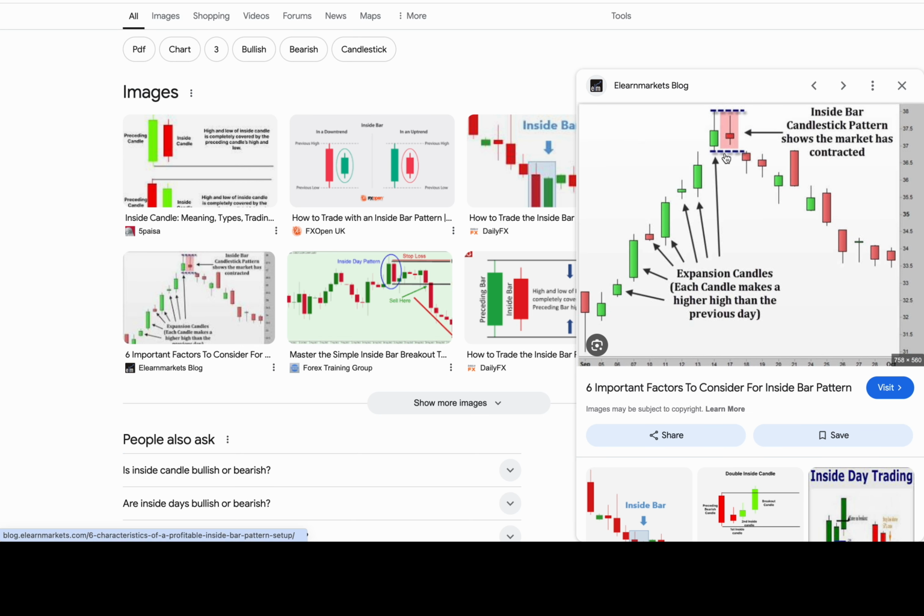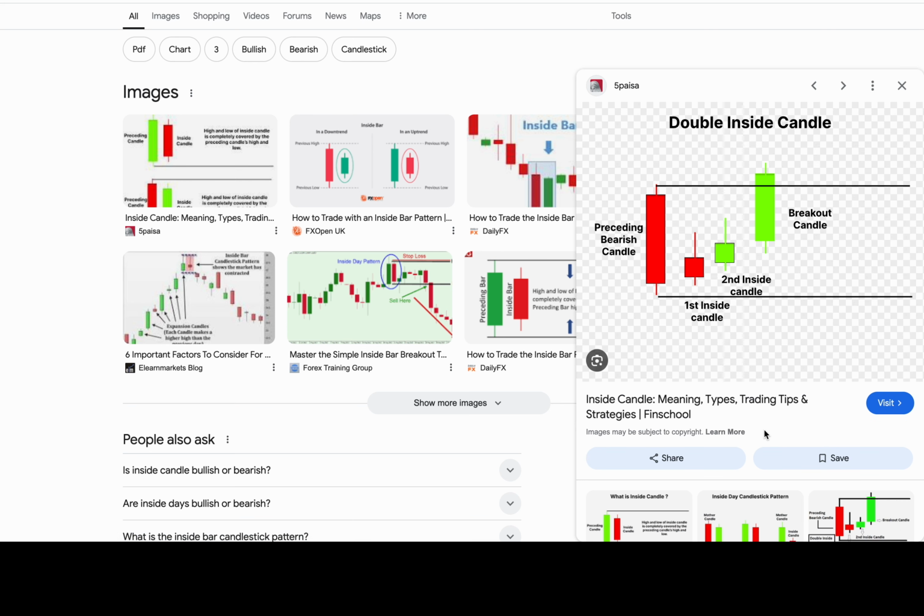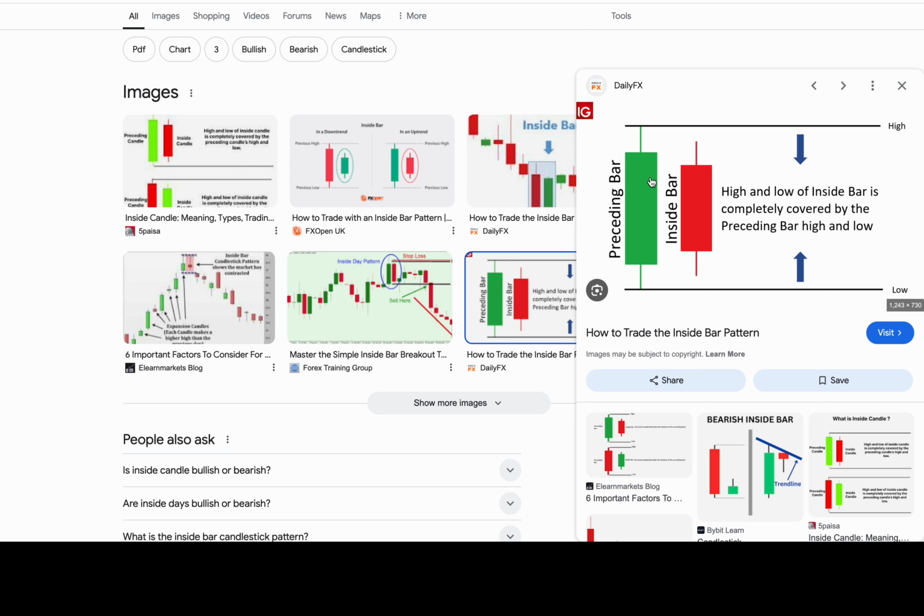Inside candle, like we talk about right here, expansion candle. You guys see the expansion candle or the trend phase. And then we get an inside candle, which is a sign that the market has contracted. Yes. So how do we trade this? We trade it when we break the mother candle. What is the mother candle? Well, the mother candle, if we go to this one, right? The preceding bar is the mother candle.